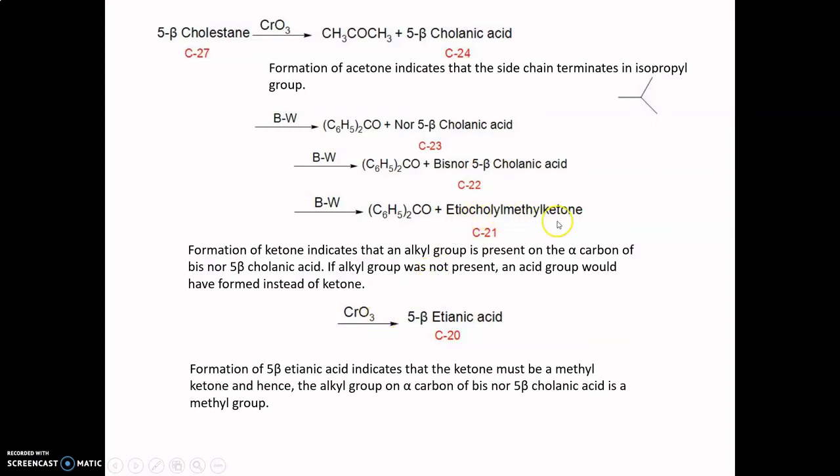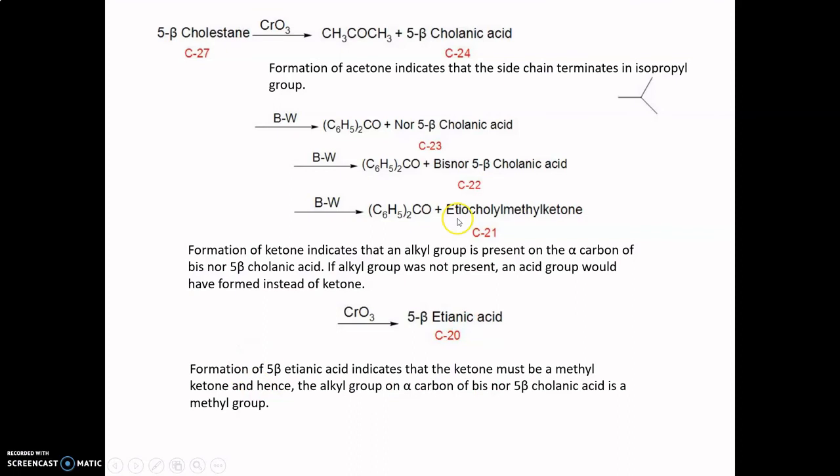Now this etiocholyl methyl ketone on further oxidation gives you 5-beta etianic acid, which is a C20 compound. One more carbon is lost there, as we move from C21 to C20. The formation of 5-beta etianic acid indicates that the ketone must be a methyl ketone, and hence the alkyl group on the alpha carbon of bis-nor 5-beta cholanic acid is a methyl group.